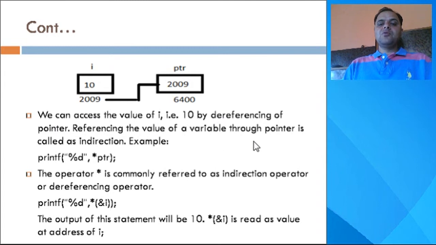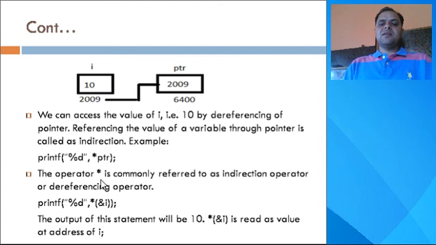Referencing the value of a variable through ptr is called an indirection. For example, here printf("%d", *ptr). When you print *ptr, it will print the value which has the address stored in ptr. For example, it will print 10. So ptr's value is 209. The value which has address 209, the 10 has address 209, so it will print 10.